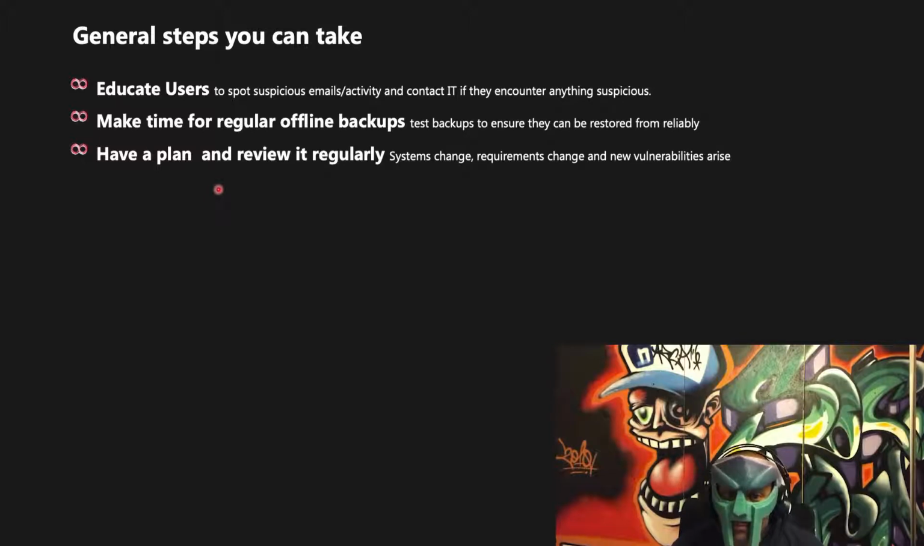You want to have a plan and review it regularly. Systems change, requirements change, and new vulnerabilities arise. So you want to make sure that, based on the vulnerabilities that are out there, your antivirus is up to the task. If you're using some kind of free antivirus that doesn't cover you completely or doesn't include, let's say, website protection, then you want to take a look at that and say, okay, it might be time to fork over the money for a more professional system.